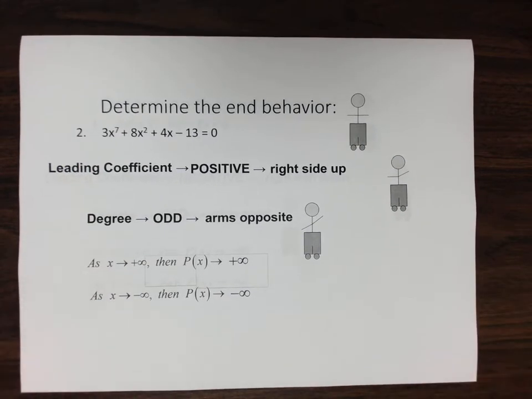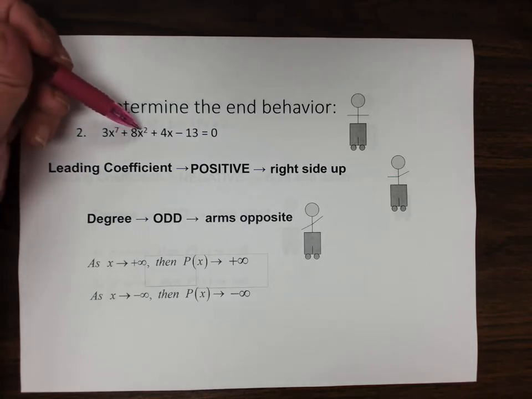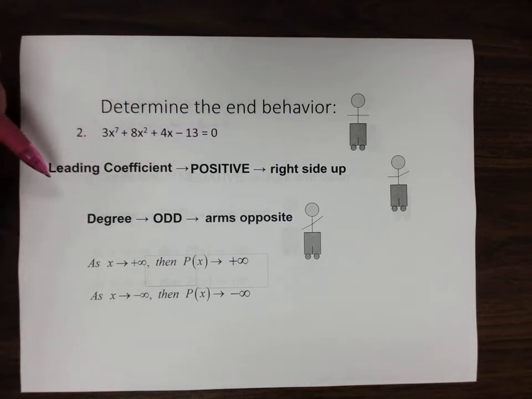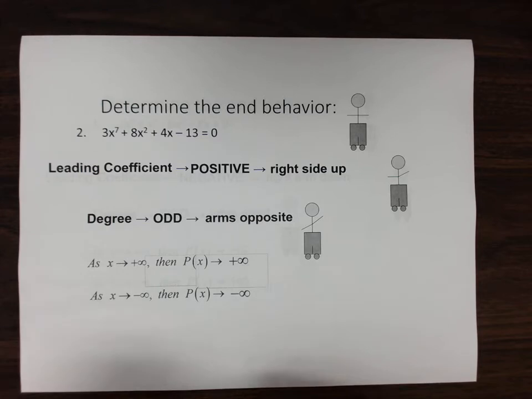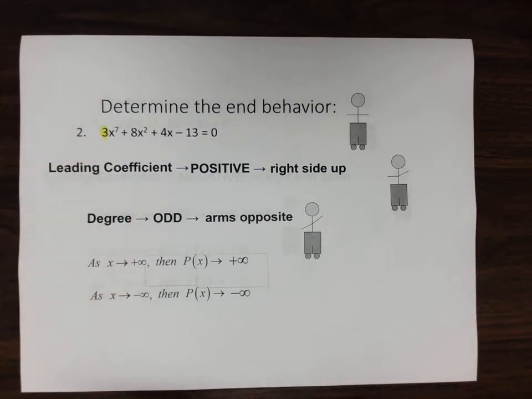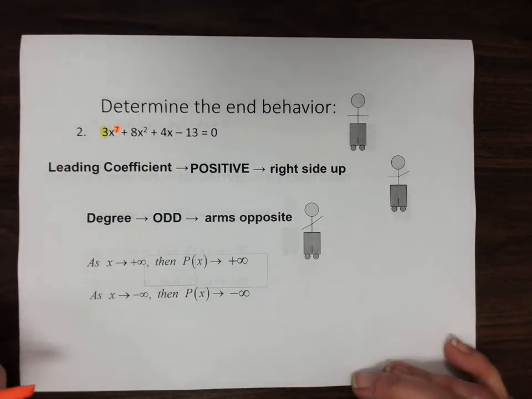Here's another example. Let's look here at determining the end behavior of 3x to the 7th plus 8x squared plus 4x minus 13 equals 0. Here my leading coefficient is positive, right? Here's my leading coefficient. And it's positive, so I know that the right side is going to be going up. But the degree of my function is odd. Here my degree is 7.